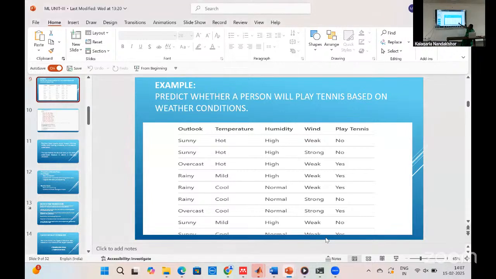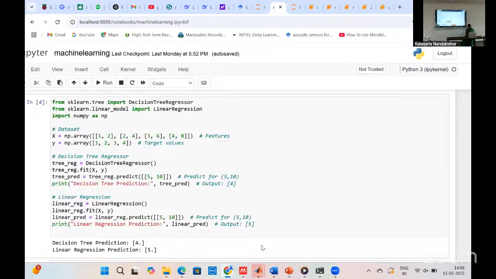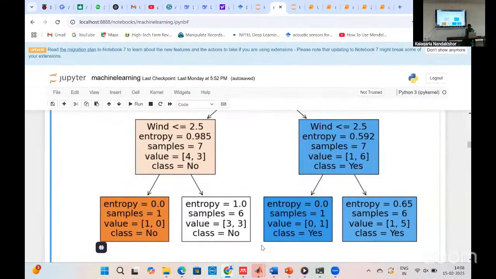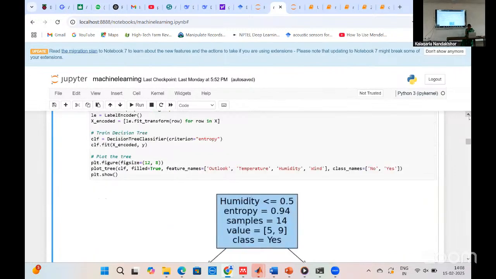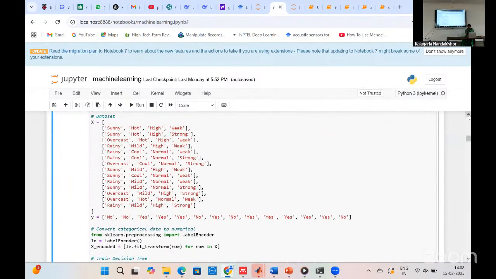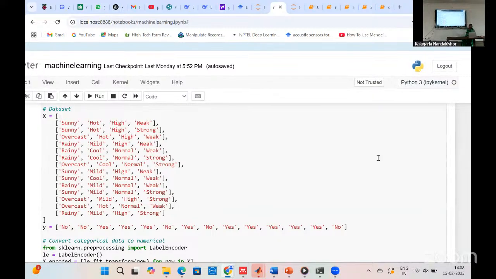See, for sunny, hot, high, and weak data, classified data, we are having the predicting value as no. Like that, for each value, for each row, I have taken the respective predicting values. What is the meaning of respective here?